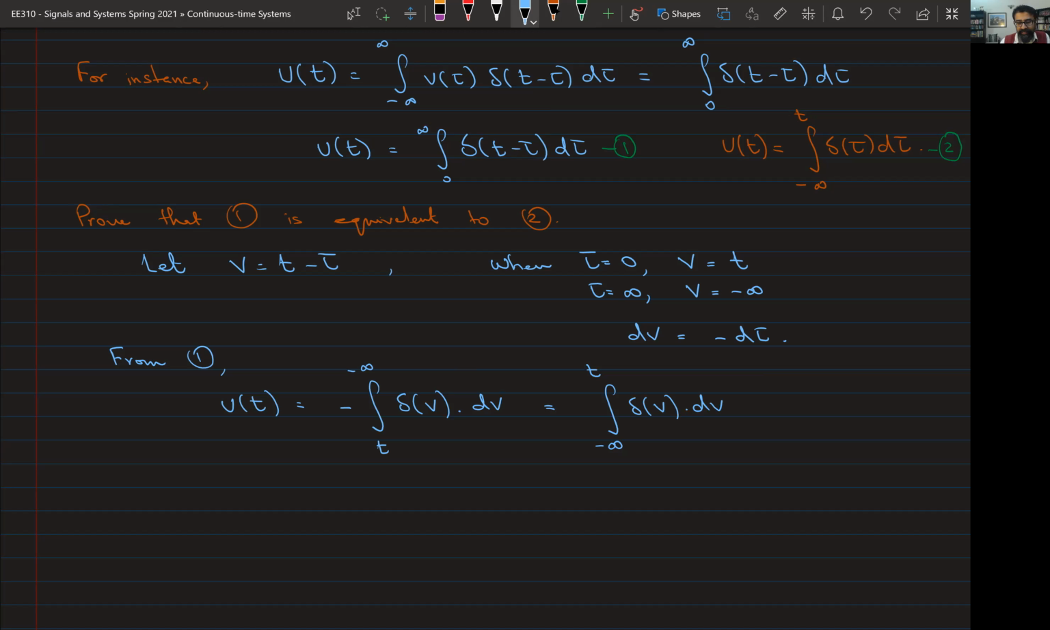Isn't this exactly the same as 2? And it is, right? Because the only difference is that in equation number 2, the name of the variable is tau. Here the name of the variable is v, but the names don't matter, right? So this is really the integral from minus infinity to t of delta of tau d tau. And this indeed is the same as 2.